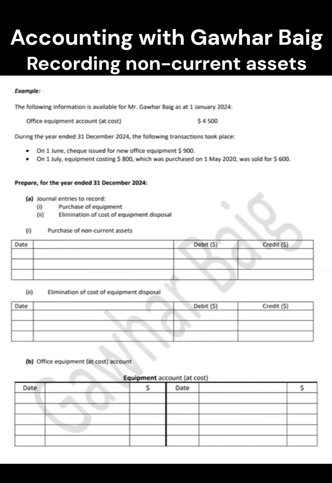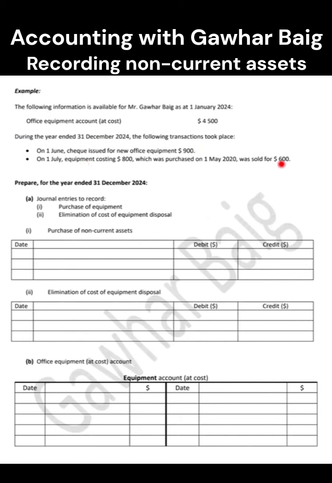Let's look at the example. I have set it for you. The following information is available for Mr. Gawhar Baig as at 1st Jan 2024. Office equipment account at cost 4,500. During the year ended 31st December 2024, the following transactions took place. The first transaction was on 1st June, check issued for new office equipment 900. And the second transaction was on 1st July, equipment costing 800, which was purchased on 1st May 2020, was sold for 600.